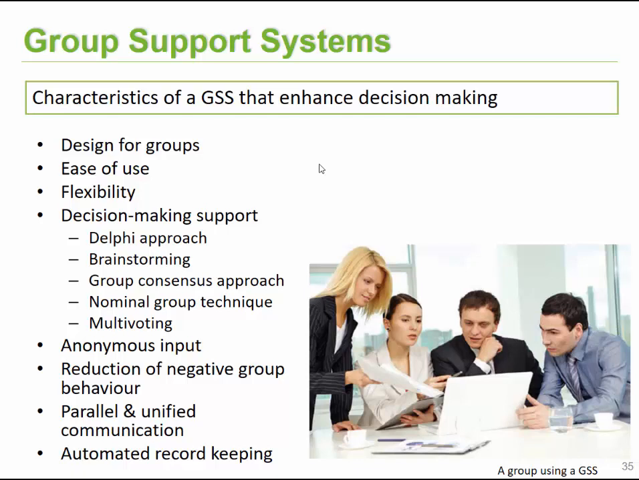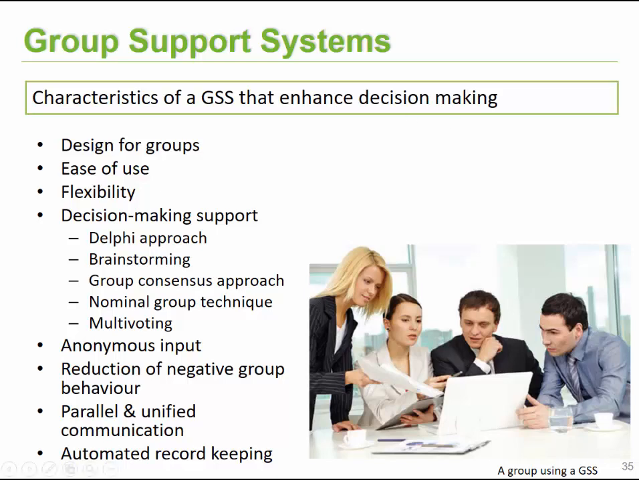The systems will also allow anonymous input. They will try to reduce negative group behavior, which is typically where we've got individuals that take over group participation. It will allow for parallel and unified communication, and it will also keep automatic records of all interactions and discussions that take place through these systems. But let's go and look at the decision-making support tools that are available.